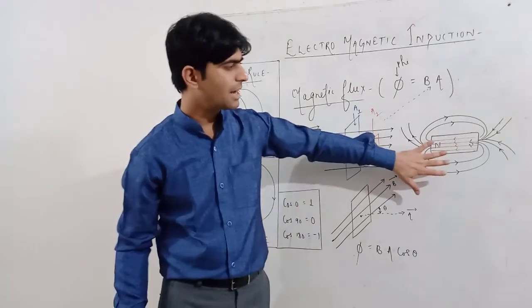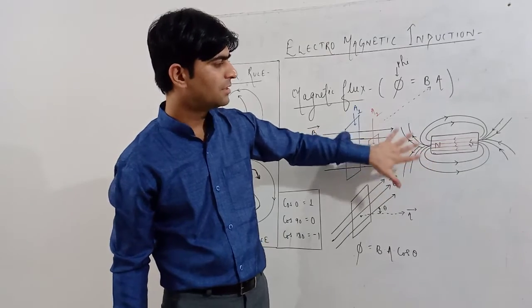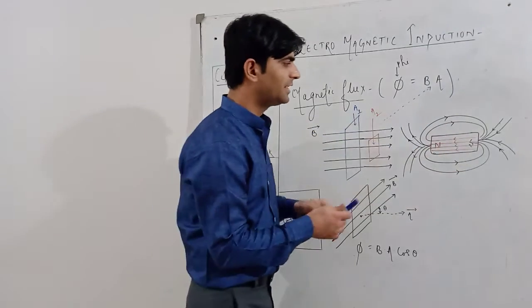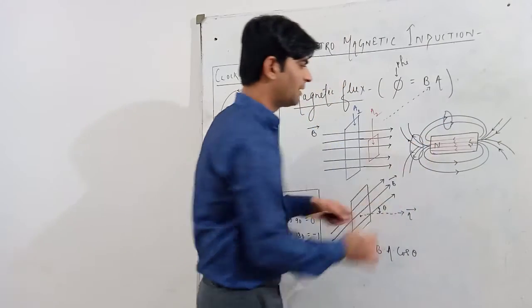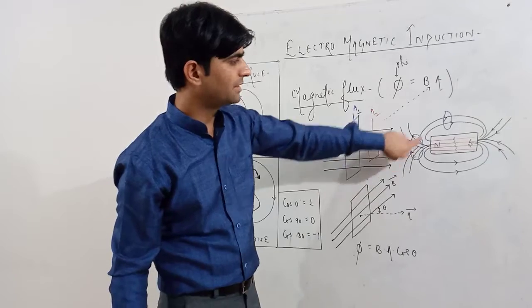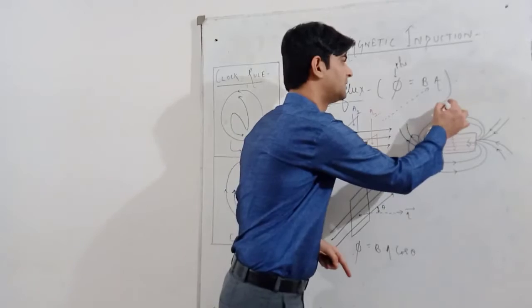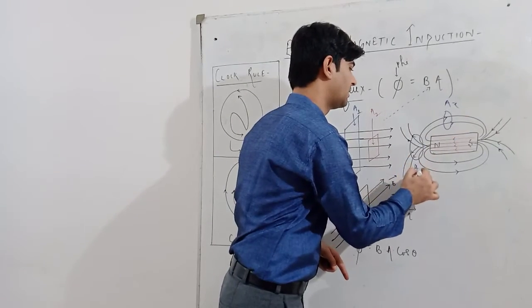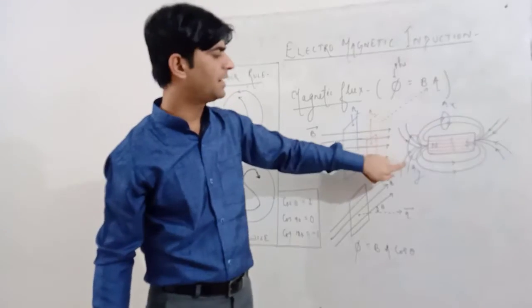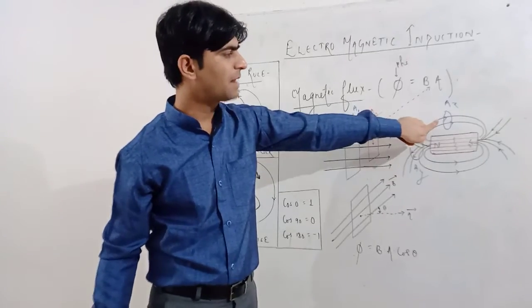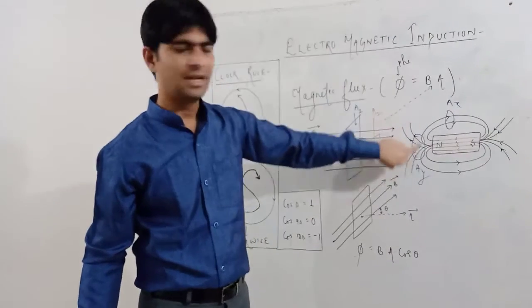I have drawn here a bar magnet also. We discussed in the last class about the magnetic field lines of a bar magnet. So here also you can see if we take this particular area, the number of magnetic field lines crossing this area is less as compared to this area. Let us mark them as AX and AY. So the magnetic flux linking with AX is less as compared to AY, because fewer magnetic field lines are crossing AX and more magnetic field lines are crossing AY.